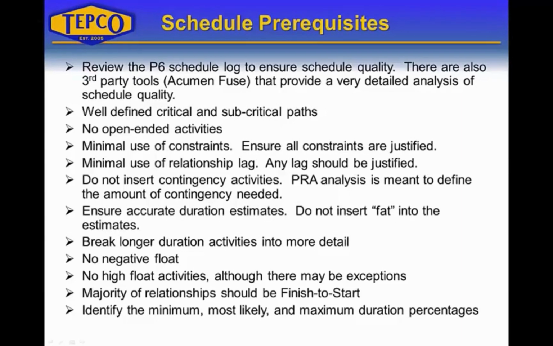Minimal use of relationship lag, and this should also be justified. Relationship lag increases the duration of a particular sequence of activities, and it reduces the float. So if the lag is invalid, you want to make sure that's removed.